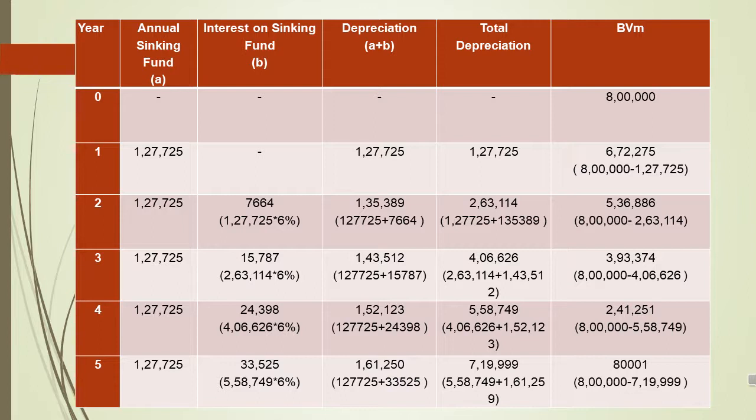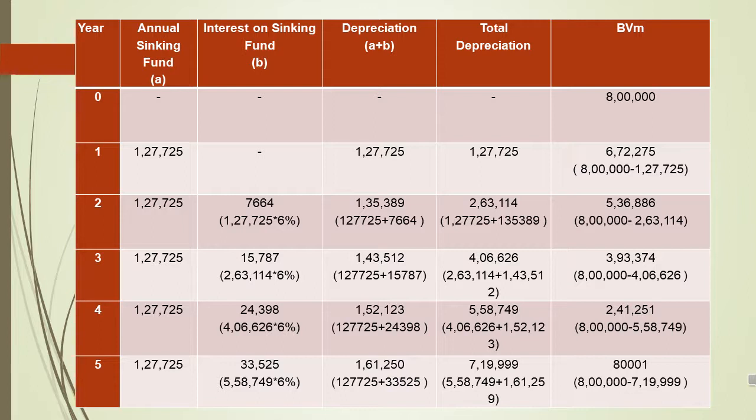From the second year, how do you calculate interest? You have to multiply the percentage they have given. I is nothing but the interest, right? So to calculate interest on sinking fund, you have to multiply the interest value with your annual sinking fund. So to find the interest on sinking fund B for the second year, I will take 1,27,725 and multiply that with the interest, that is 6%. My answer will be 7664.